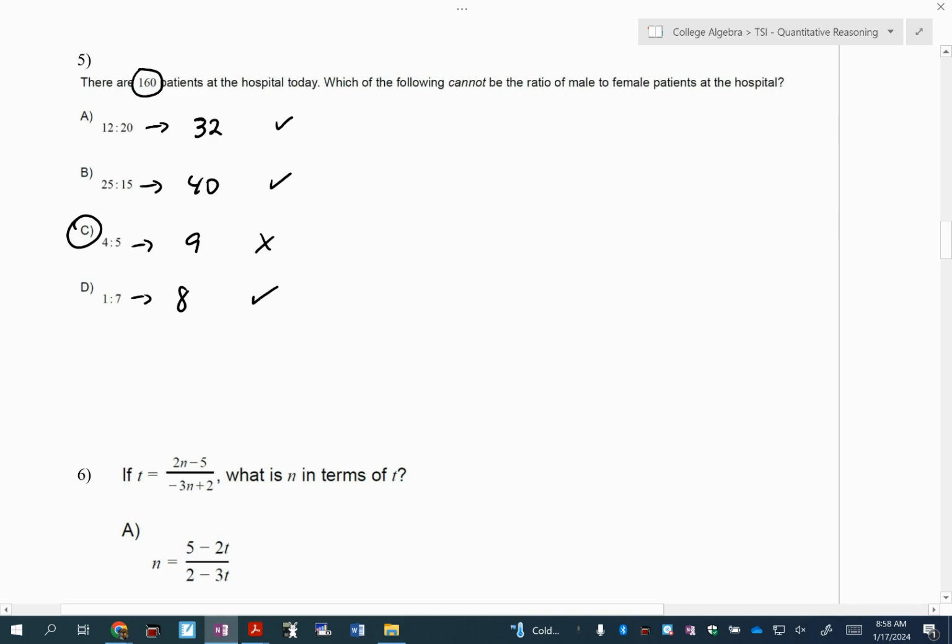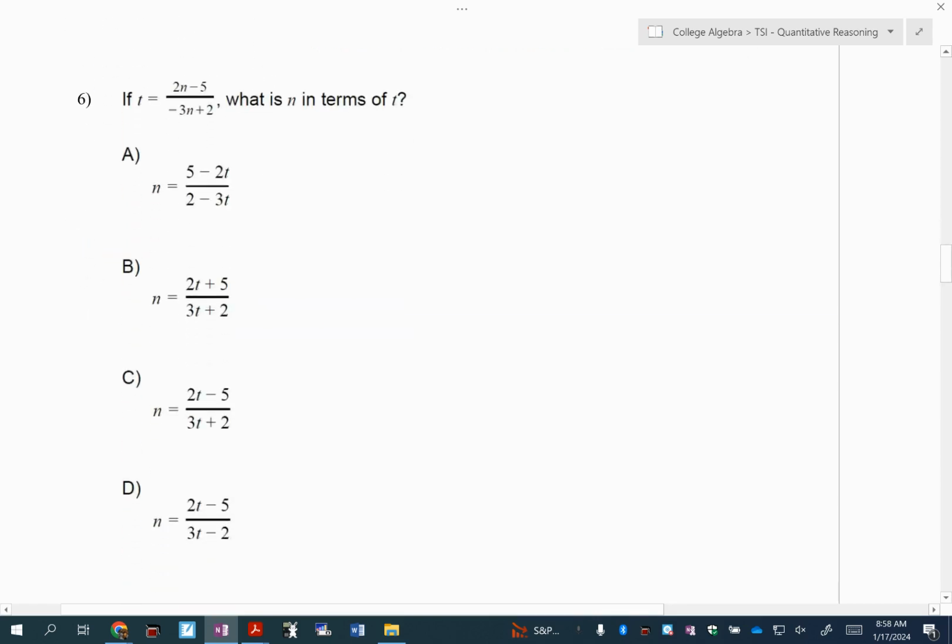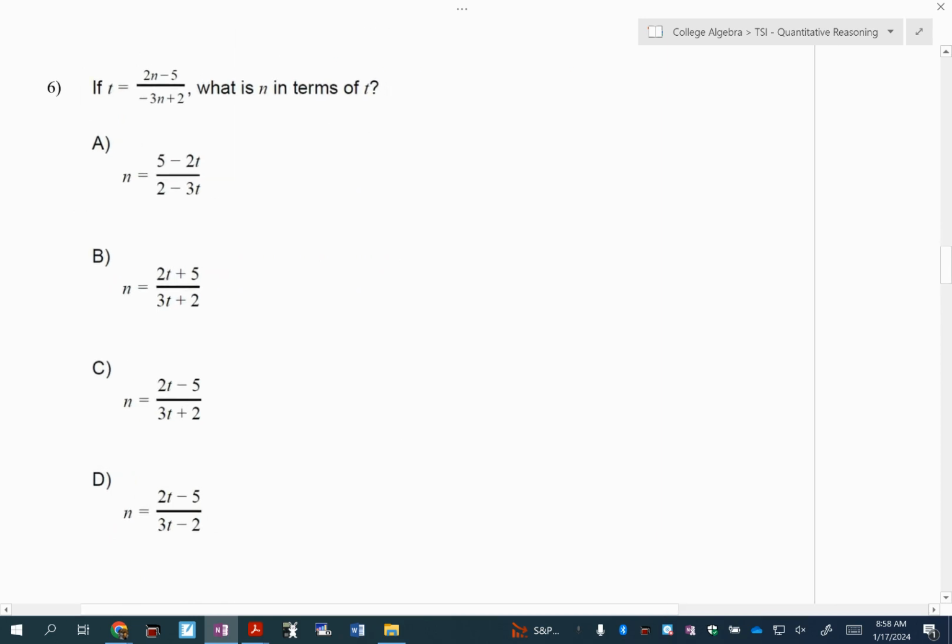So again, the idea is when you add the two numbers in your ratio, they must be a factor of the total. If they're not, then it cannot be a ratio. All right. Number 6, what is n in terms of t? So I'm going to rewrite the original fraction, but put t over 1.